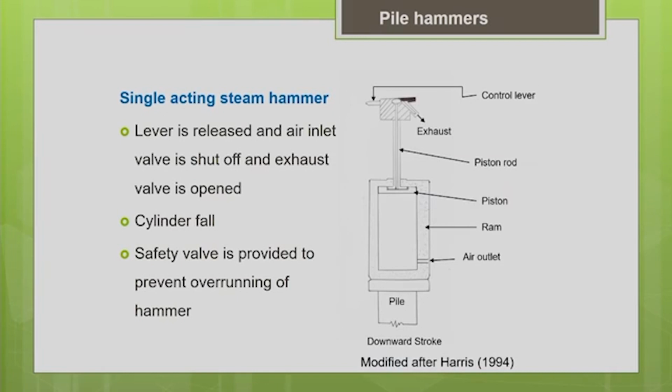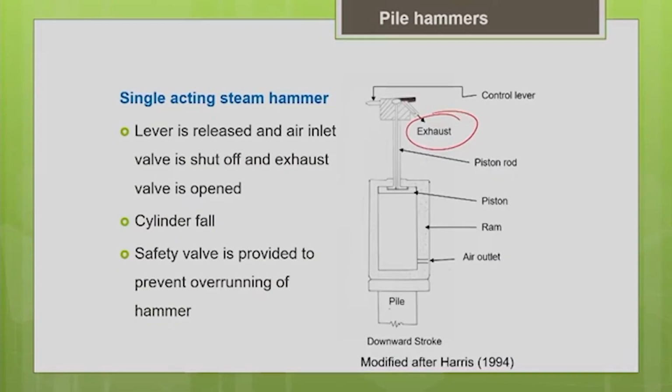You control the lever in such a way that the air inlet is shut off. You close the air inlet and all the air from the cylinder is expelled out of the exhaust valve. As the air is released out of the chamber, the hammer falls down. That is your downward stroke. So, the lever is released, the air inlet valve is shut off, and the exhaust valve is opened.